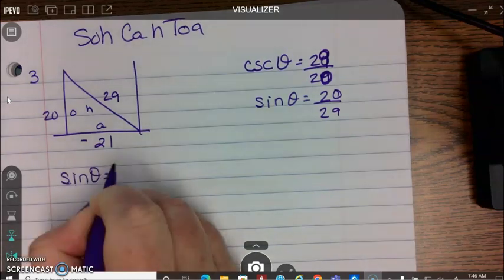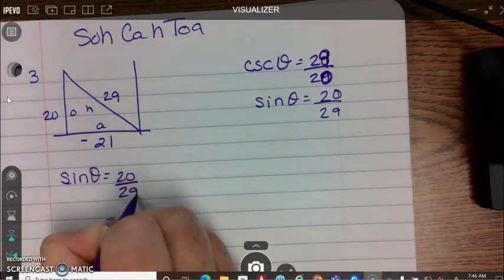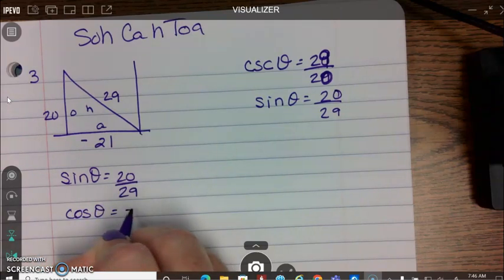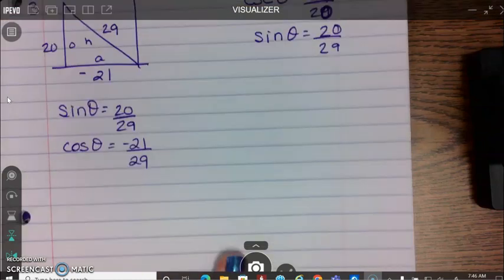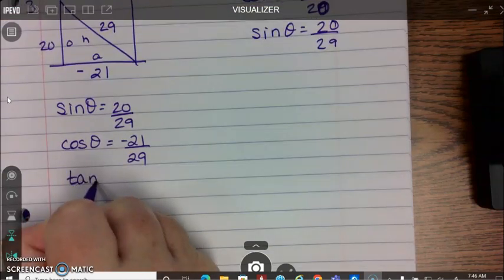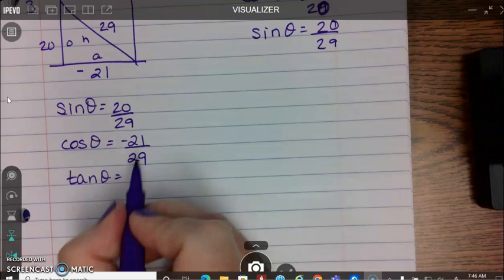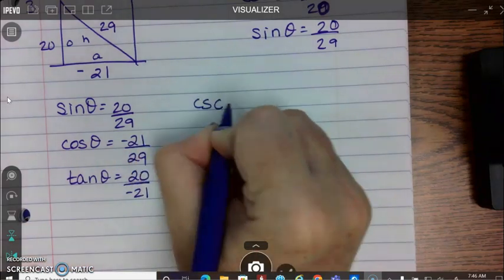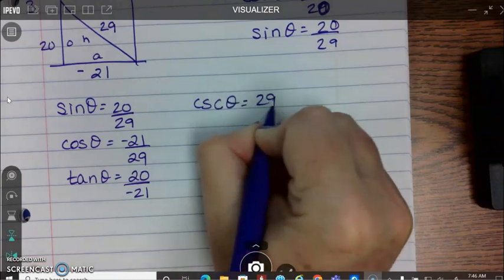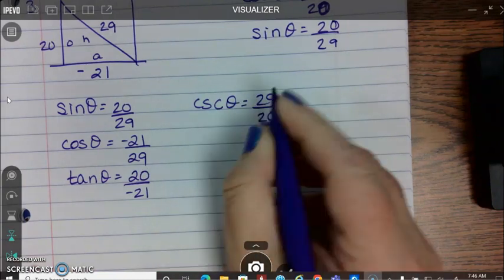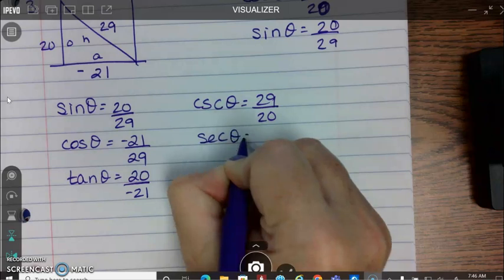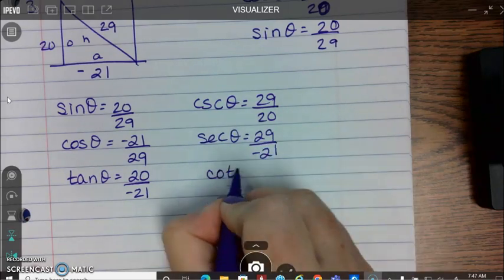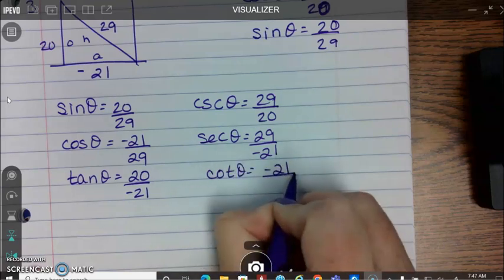Okay, so here we go. So sine is 20 over 29. Cosine is negative 21 over 29. Don't you like pretty numbers? Tangent will be O over A, so 20 over negative 21. Cosecant is 29 over 20. Secant will be 29 over negative 21, and cotangent will be negative 21 over 20.